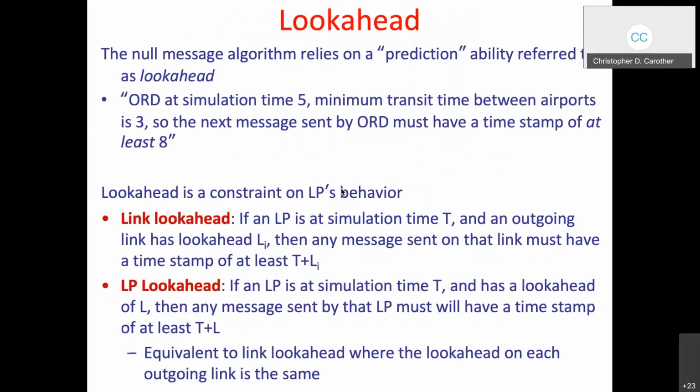And essentially, look ahead has some constraint on an LP's behavior. One example we call link look ahead. This is more in networking, that we're kind of saying that the link in between 2 networking elements has to have some minimal time or delay along that channel, if you will. And so any message sent from time now must have that time now plus the link delay included on it.